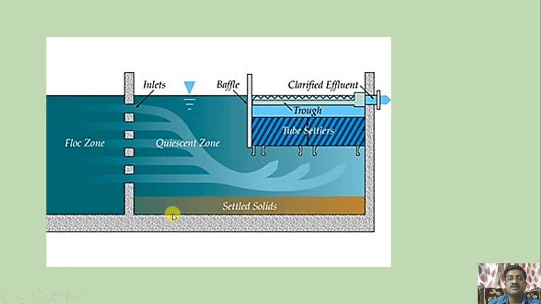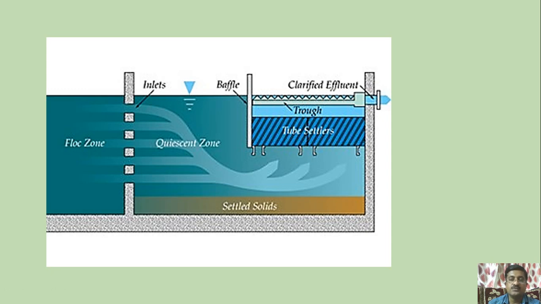Okay, and this is the settled solids, and these are removed, and the clarified effluent is taken out from here. Okay, the clear water. So the simple operation is there. What is important in tube settlers?